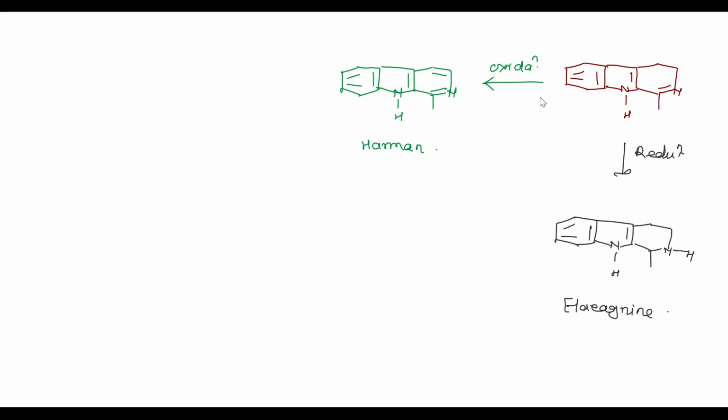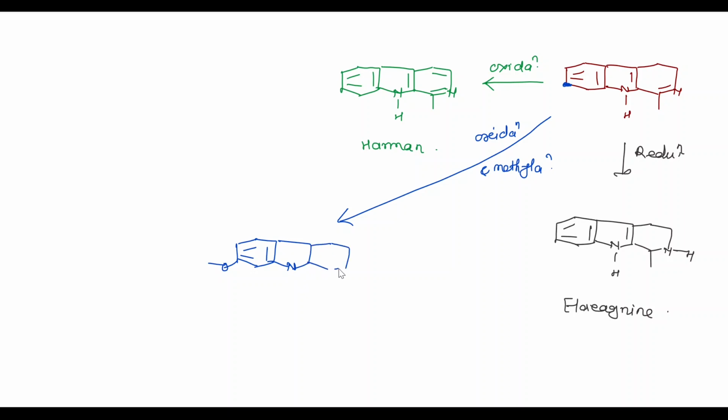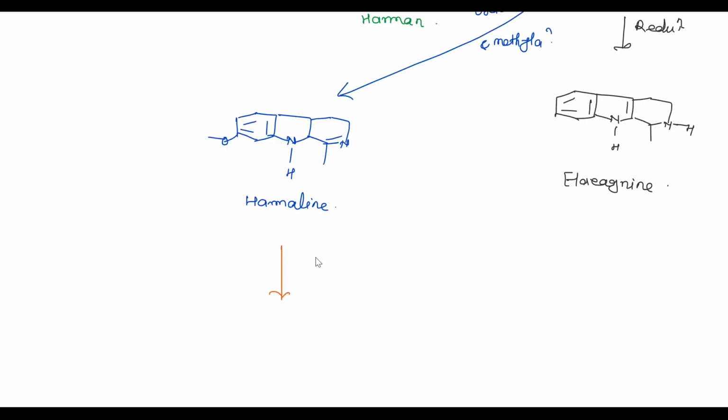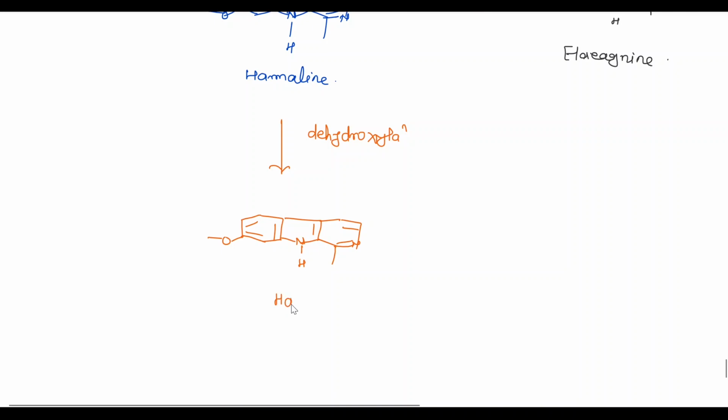And instead of this oxidation and reduction, if oxidation and methylation take place, then we get harmaline as a product. In the next step, dehydroxylation takes place and we get harmine as a product. This is known as harmine.